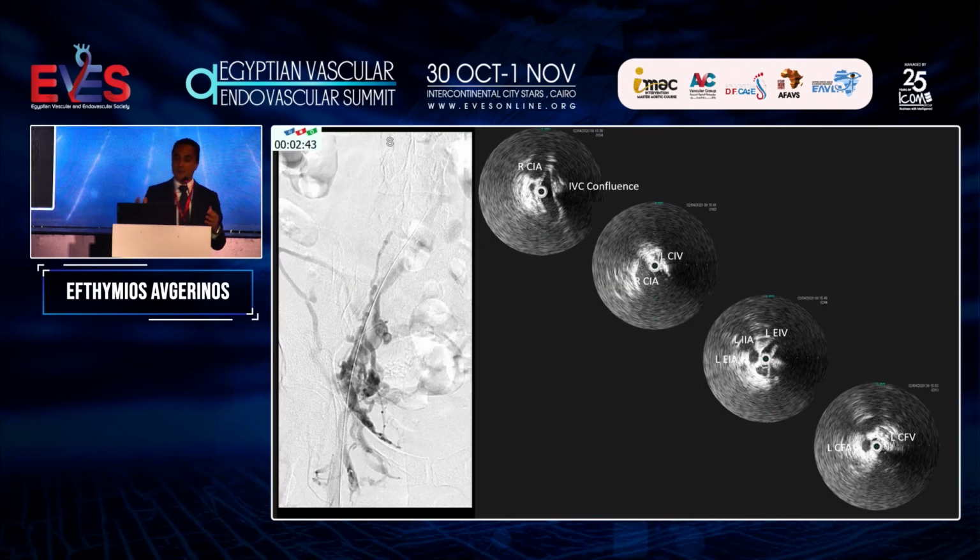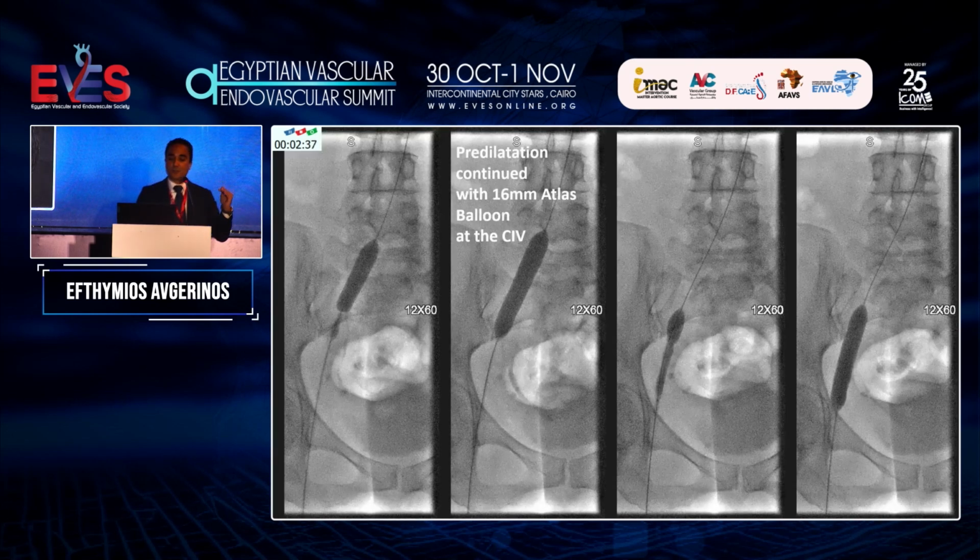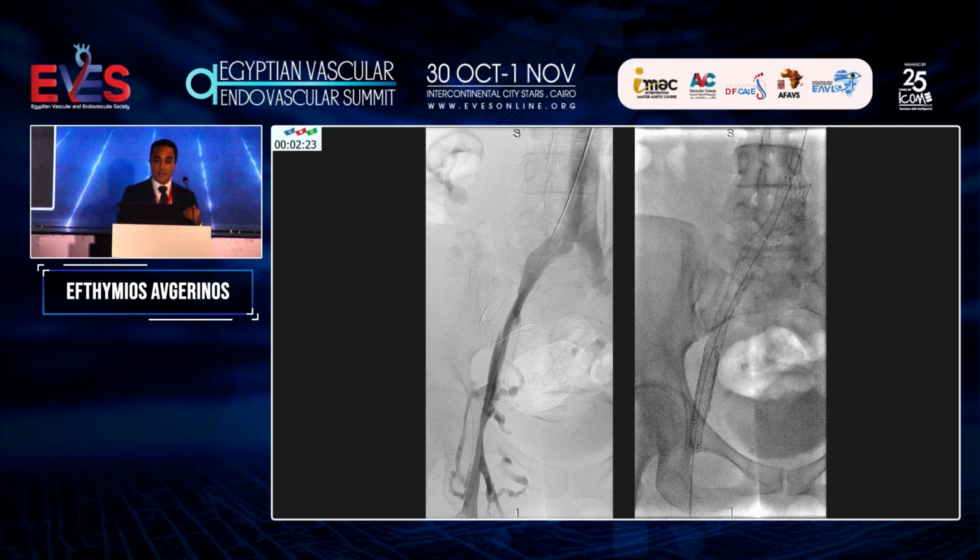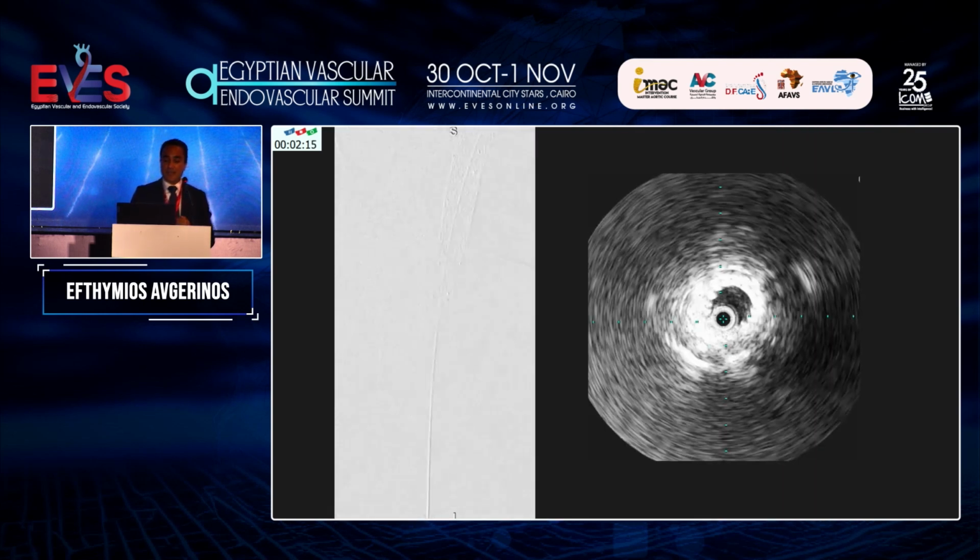Once my wire is through, I do the intravascular ultrasound and decide where my landing zones are to place the stent. I do ballooning, and you go aggressively. You want to balloon 1-to-1 to the size of the stent that you're going to place. So I started with a 12 and ended up with a 16 Atlas balloon from BD. And now I'm placing the stent starting from the orifice of the common iliac vein, extending down to the external iliac vein. And here I am now.